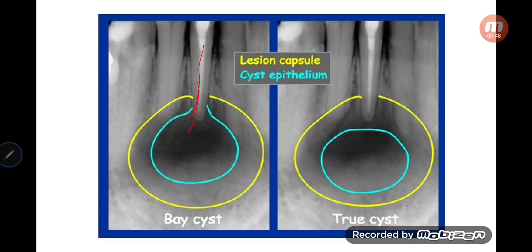Whereas the true cyst is nowhere related to the root canal, and it is completely lined by epithelium, so it is called a true cyst. Whereas the bay cyst is not completely lined by epithelium, because at one point it has a connection into the root canal system. So that's the basic difference between the bay cyst and true cyst. These are the two types of radicular cyst.